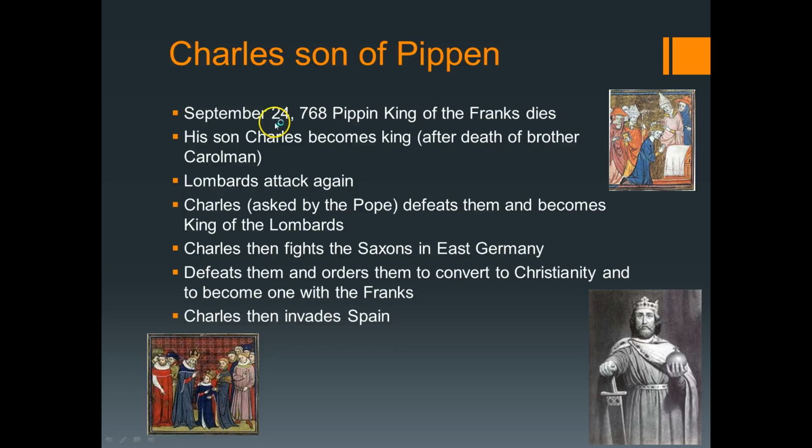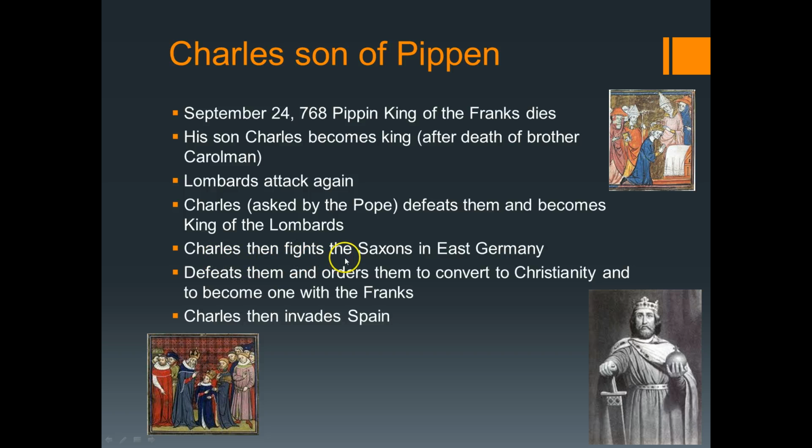Charles, son of Pippin. On September 24th, 768, Pippin, king of the Franks, dies. His son becomes king after the death of his brother, Charlemagne. The Lombards attack again. Charles is then asked by the Pope for support. He goes and defeats them, and then he becomes king of the Lombards as well.